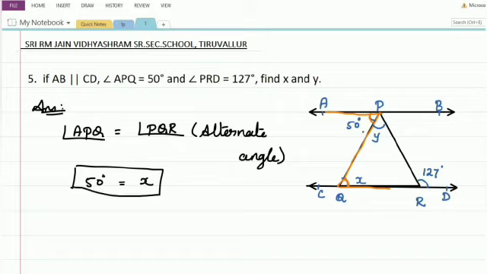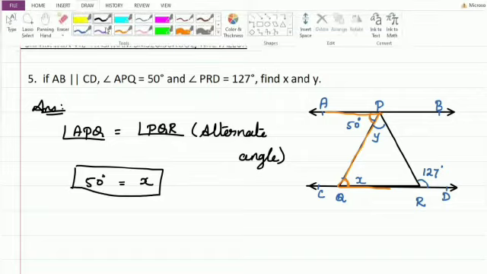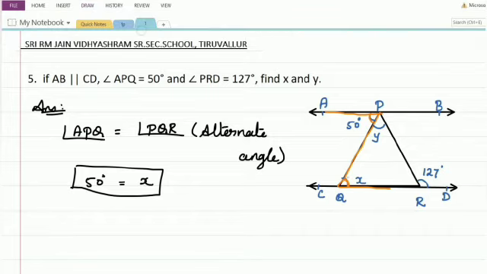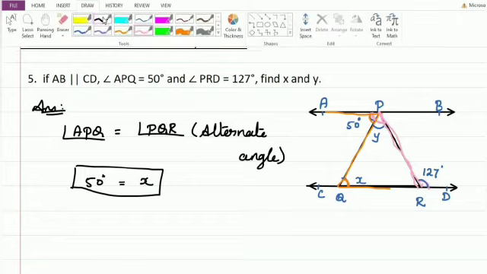Now I have to find out Y. Now take the next line as the transversal line. Again AB is parallel to CD only. Now first we have taken PQ as transversal line. Now take PR as your transversal line. Then which two angles will be equal? This 127 will be equal to 50 plus angle Y. This is also because of alternate angle.